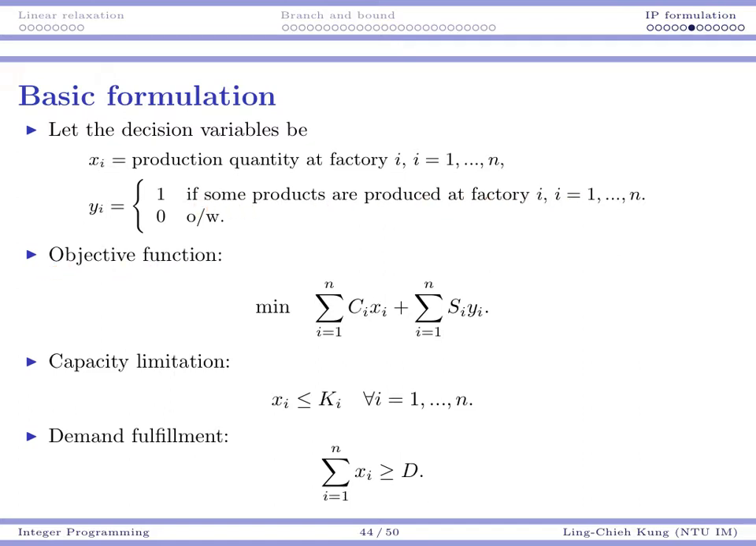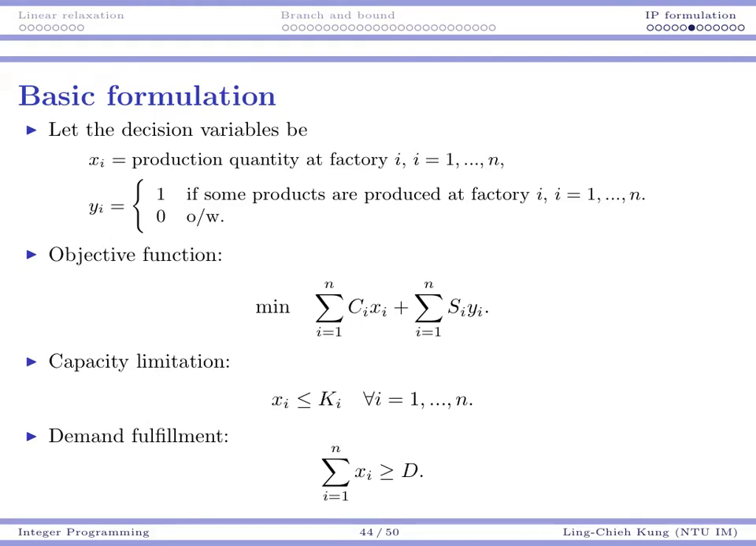The objective function is here. Given these variables, I want to minimize my production cost and the setup cost. If I produce something, I pay that setup cost. I have capacity constraints: Xi cannot be greater than Ki. I have demand fulfillment constraints: the sum of Xi must be at least D.